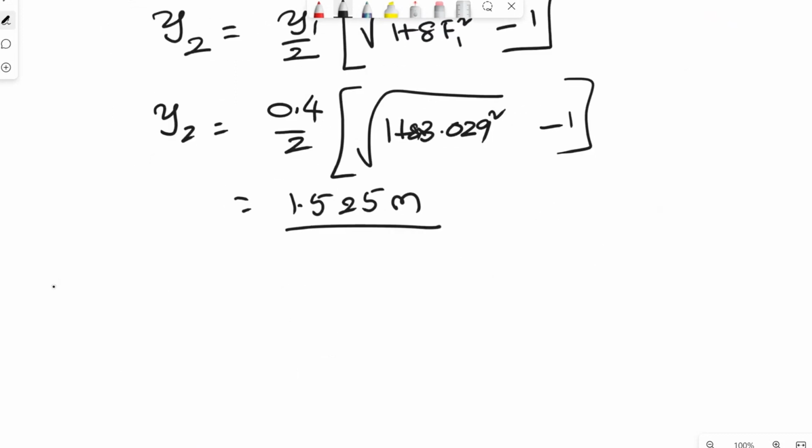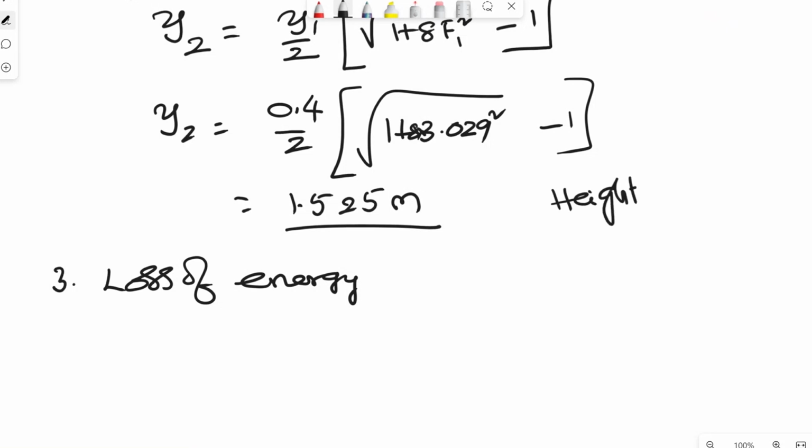Then next, what is the third question? What is the loss of energy? Before going to loss of energy, what is the height? Height is equal to y2 minus y1. So y2 is 1.525 minus 0.4. So it is 1.125 meters. This is what you should remember.